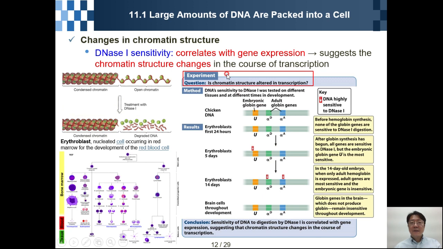The question was, is the chromatin structure altered in transcription? So the method was that we used DNase I and measured DNase I sensitivity in different tissues and at different times in development. This is the chicken DNA. Chicken DNA has a chromosome with the embryonic globin gene, and also the adult globin genes, alpha D and alpha A.